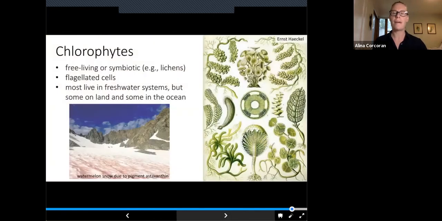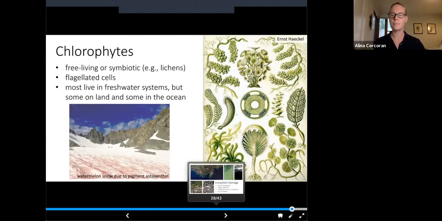And then finally, we have chlorophytes. So chlorophytes are the green algae. They can be free living or symbiotic in lichens and corals. They have flagellated cells and most live in freshwater systems, but some live on land and some in the ocean. And this image here is of watermelon snow. So a chlorophyte that lives in snow and produces a really red pigment called astaxanthin.